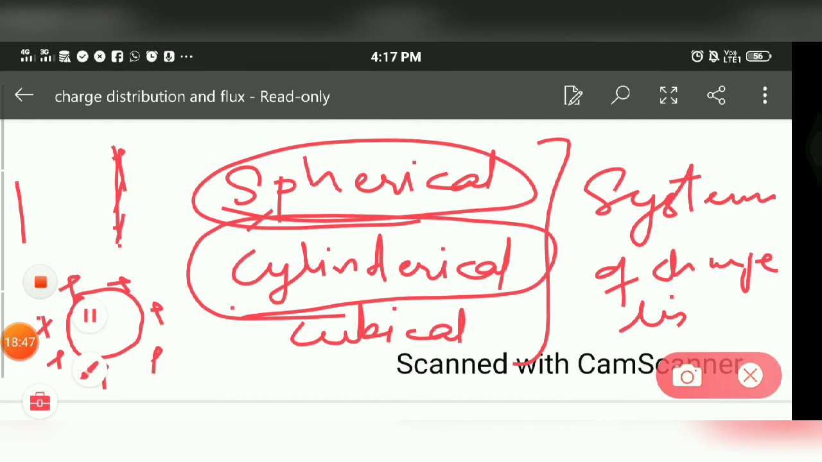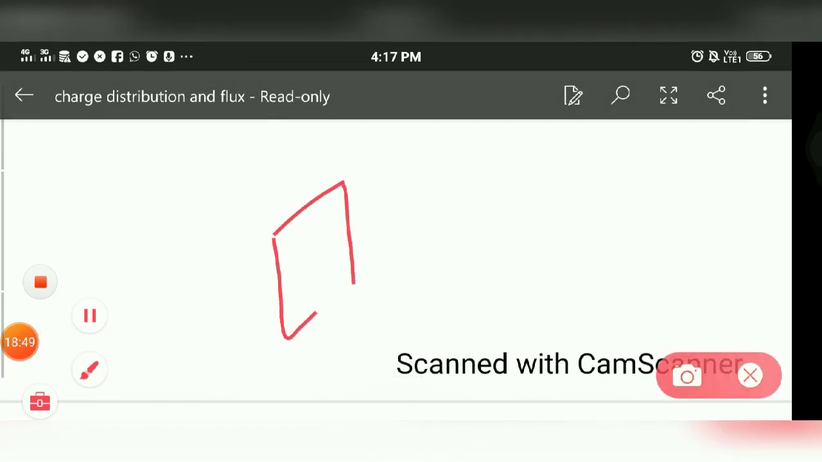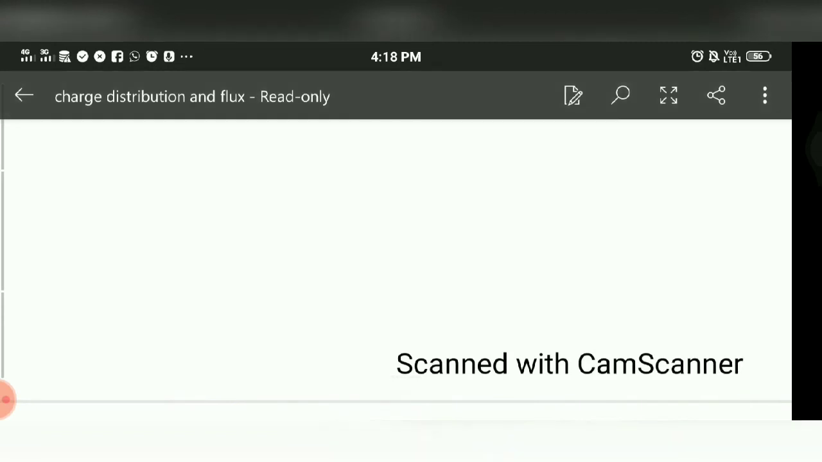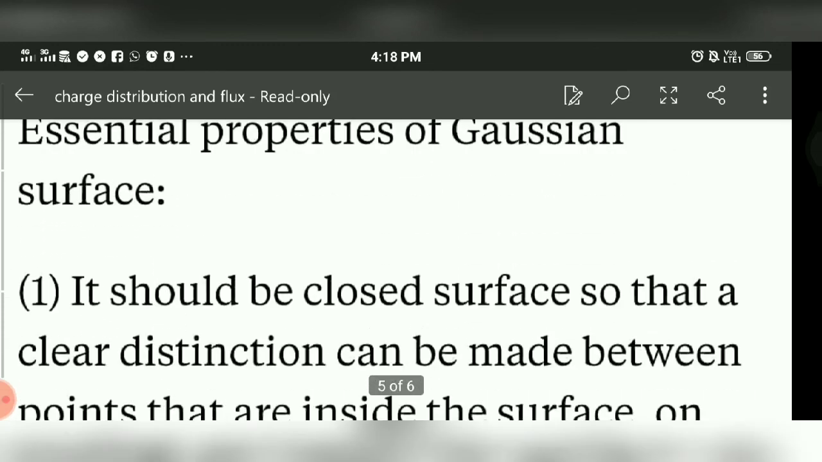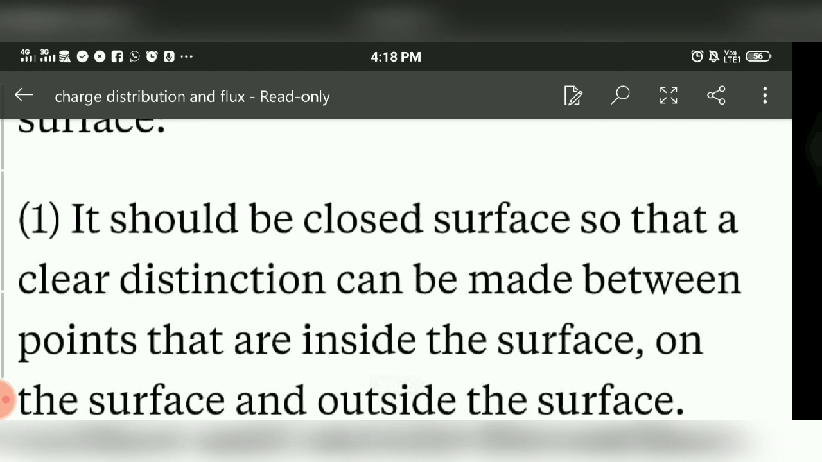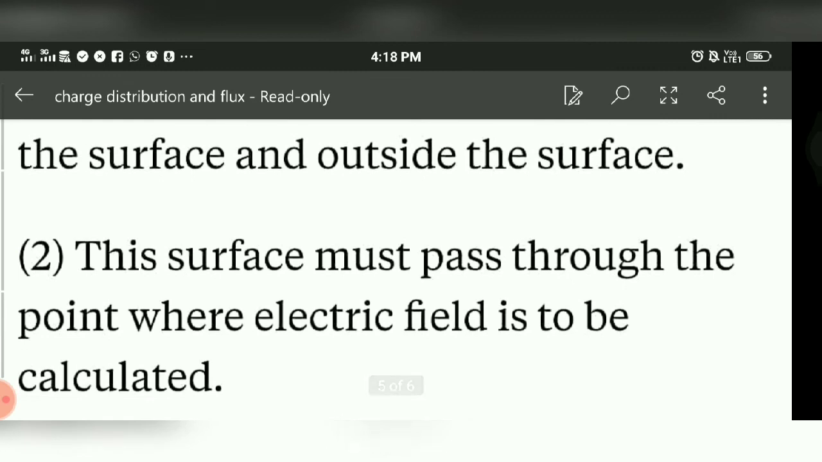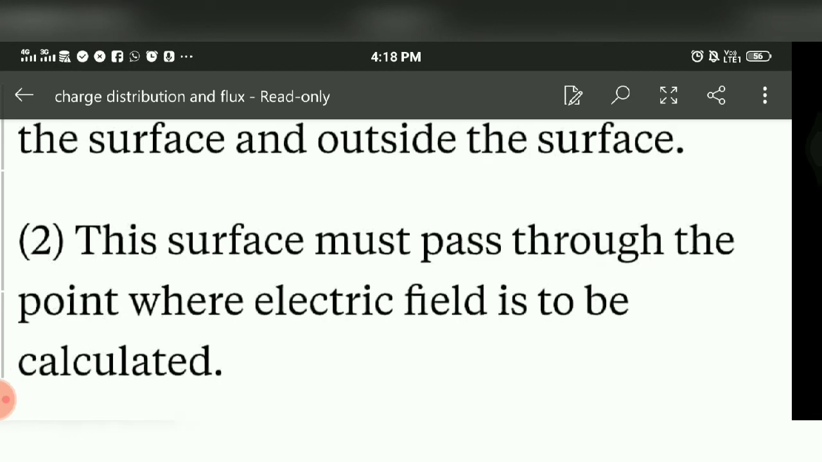If it's a plane sheet over there, in that case also it should be cylindrical and symmetrical. So different types of Gaussian surfaces are there. We choose according to our need. So the first property is that it should be a closed surface so that a clear distinction can be made between which points are lying inside and which points are lying outside. The surface must pass through the point where the electric field is to be calculated. Like if point P is where we have to find the electric field, that point must be on the Gaussian surface.